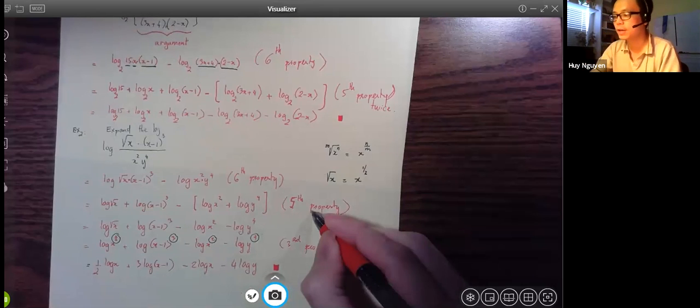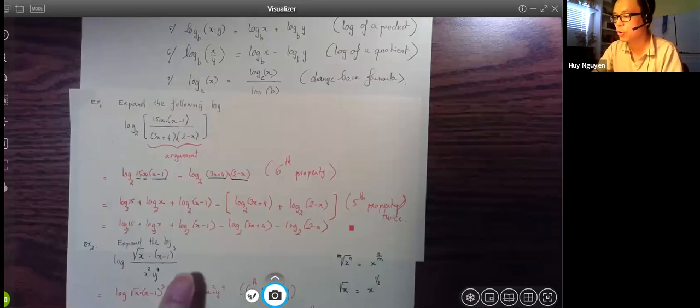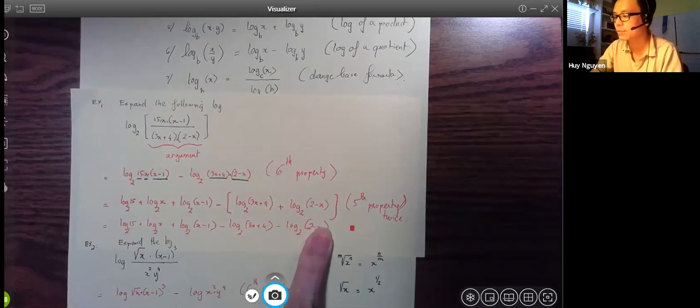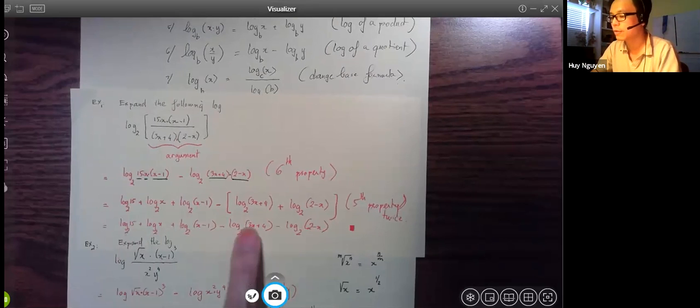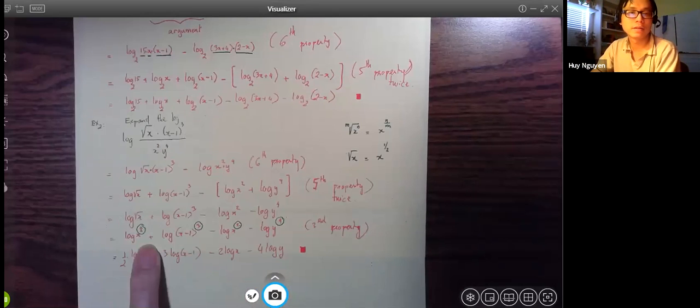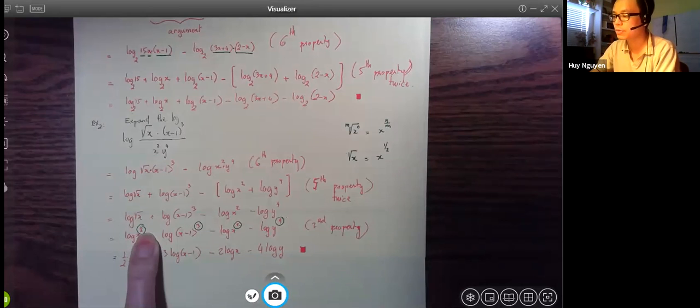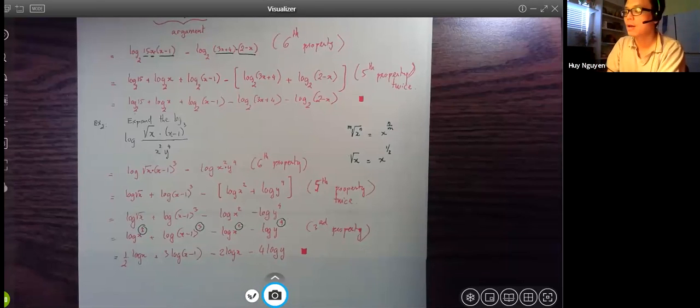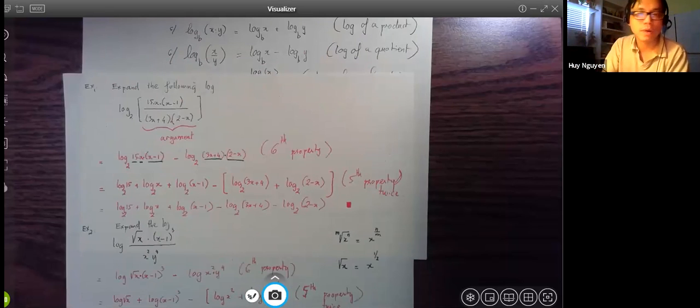But for the first example, it's simpler because you don't have to use the third property. See, you stop right here already. You don't have any exponent. You have the argument only. But over here, because you have the exponent, that's why you have to apply the third property. So example number 2 is more complicated than example number 1 because you have to apply 3 properties. Example number 1, you just need to apply 2 properties.